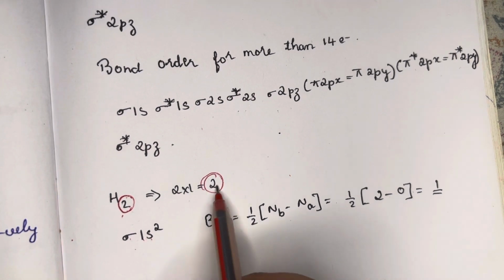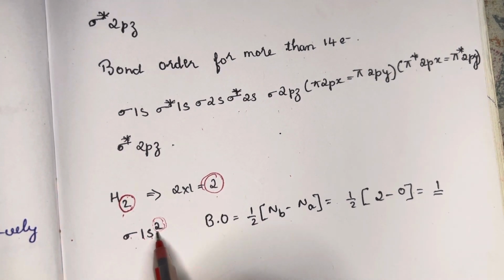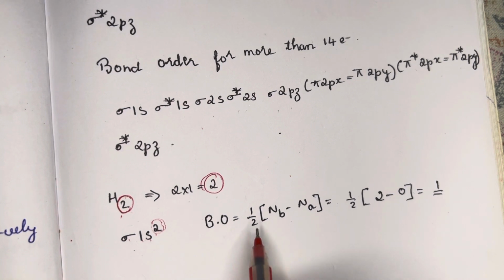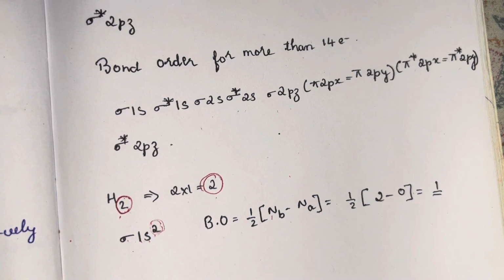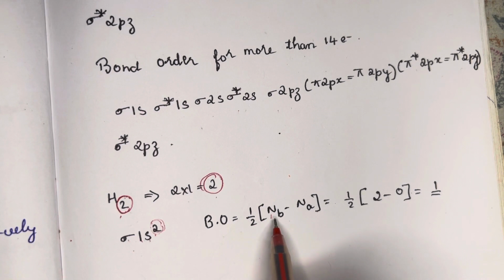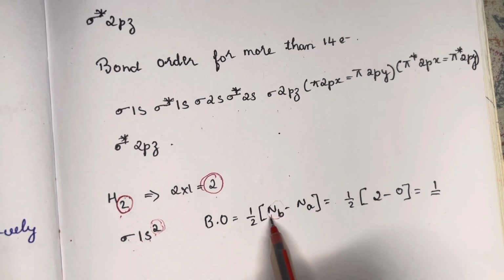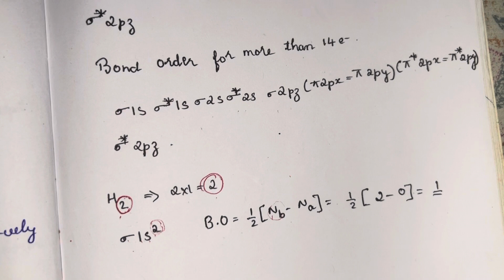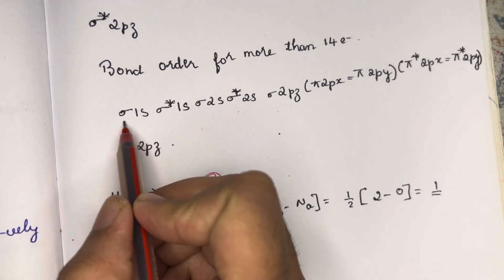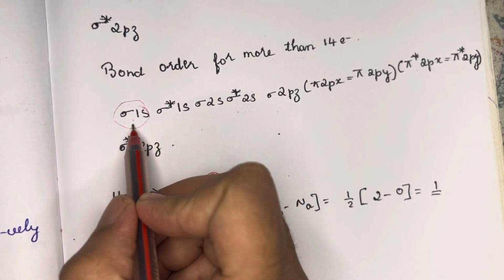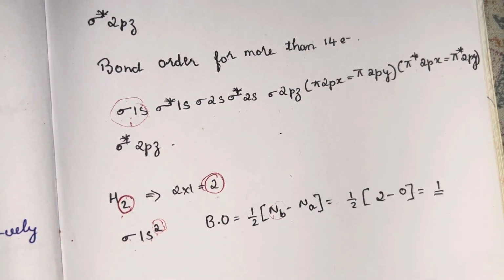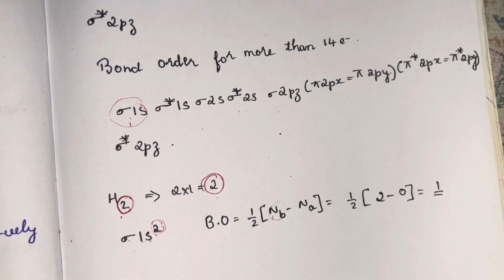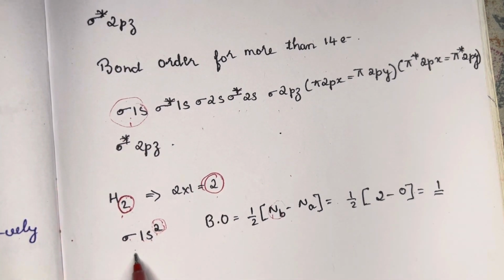So sigma 1s is 2, and bond order is equal to half into (number of bonding molecular orbital electrons minus number of anti-bonding molecular orbital electrons). You need to know what is meant by Nb as well as Na. Nb, the number of bonding molecular orbital electrons, is the number of electrons present in the bonding molecular orbital. Bonding means it does not have the star. Anti-bonding means it has a star, like sigma star 1s and sigma star 2s; these are all anti-bonding molecular orbitals. So here hydrogen has 2 electrons, so sigma 1s is 2.